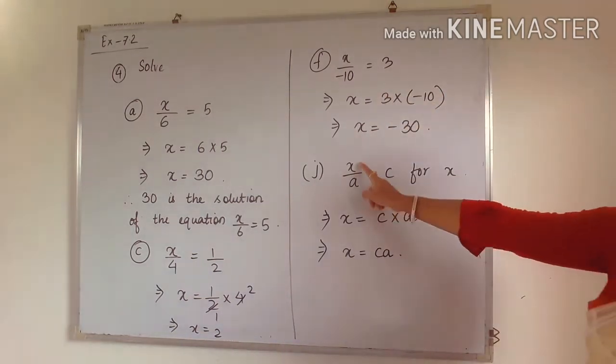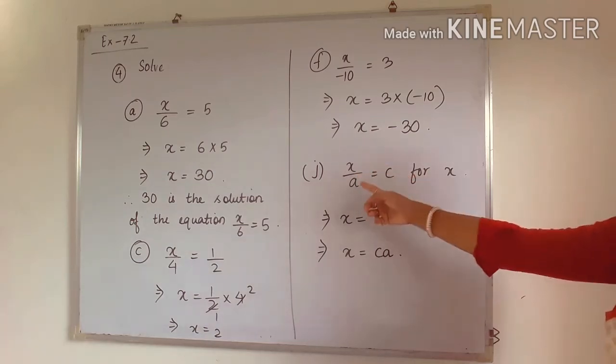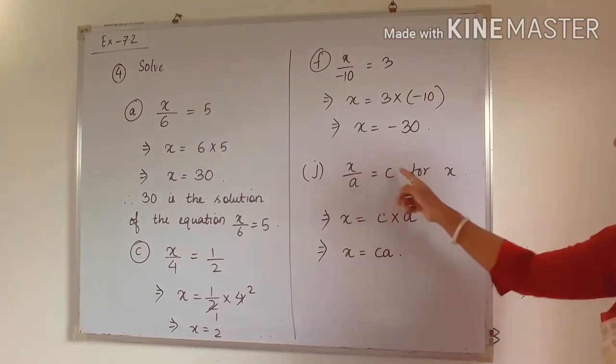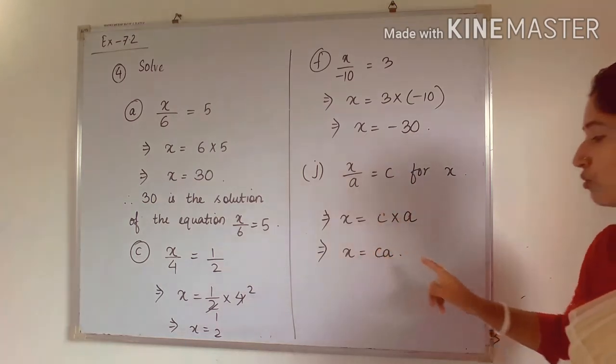Similarly, here also we have to find the value of x. So a is divided, again a, we have to multiply a with c. When we transfer a to that side, it will get multiplied, okay, c into a. So x is equal to ca.